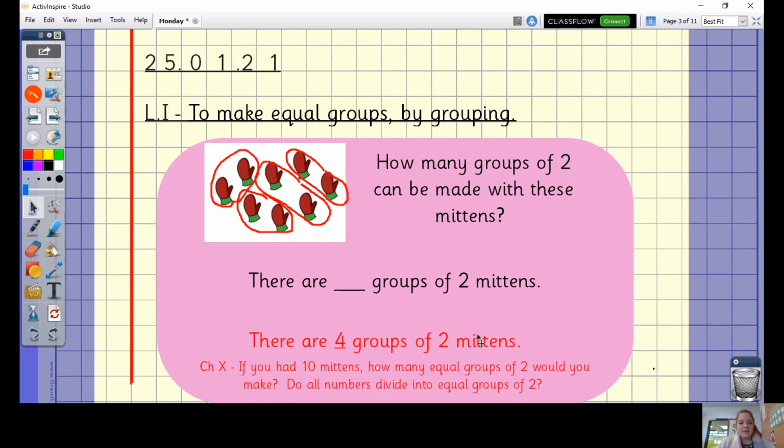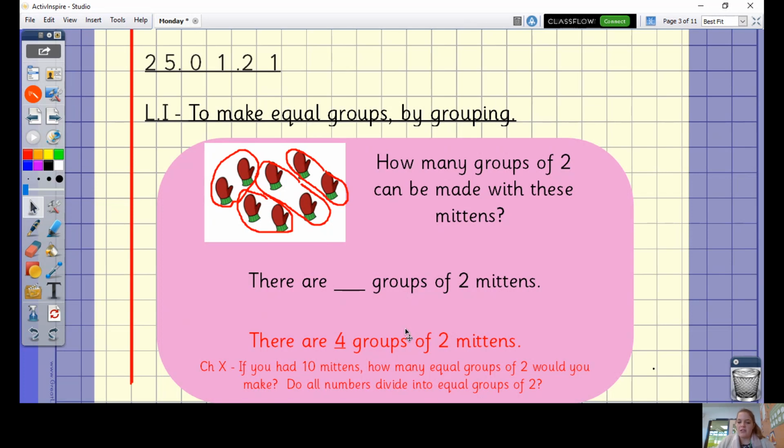So as our challenge then, if you had 10 mittens, how many equal groups of 2 would you make then? So in total, there were 8 mittens here. So if you had 10 mittens, how many groups of 2 would there be? Okay, that would be 5 groups of 2 mittens if there were 10 altogether.